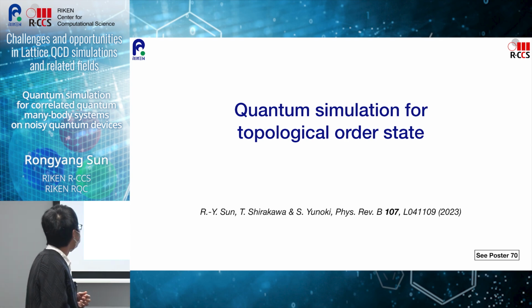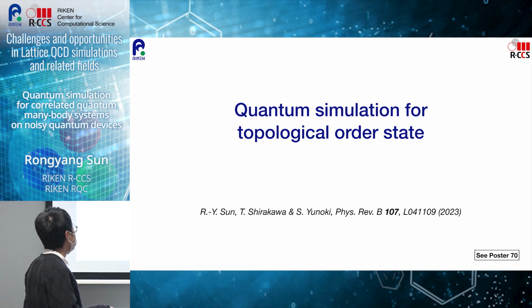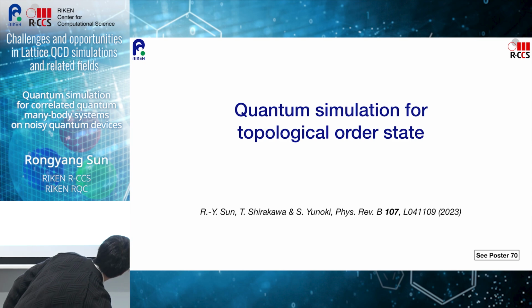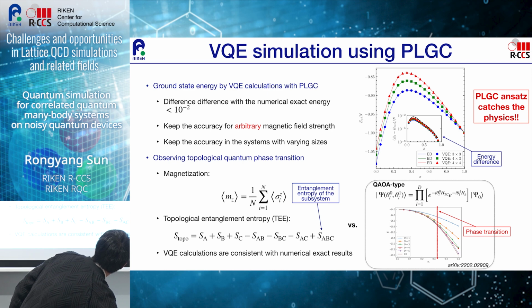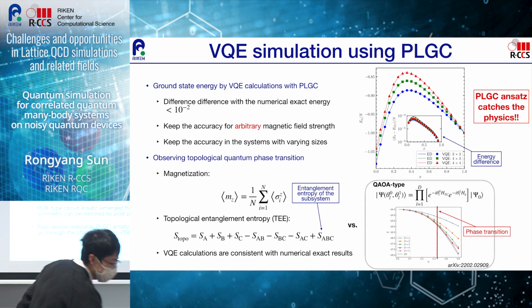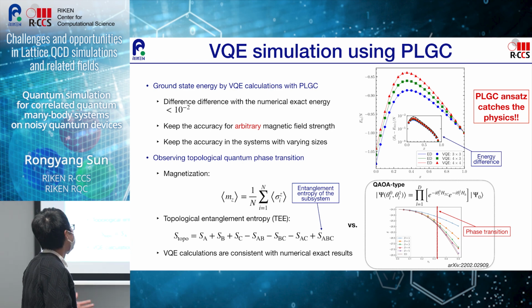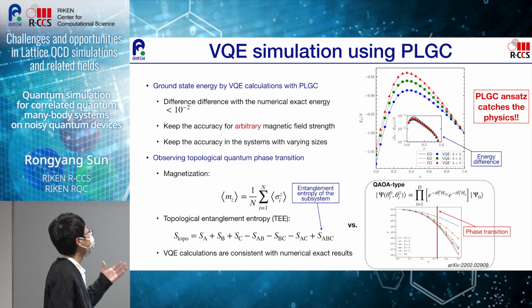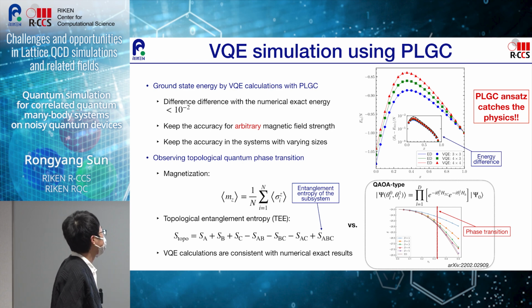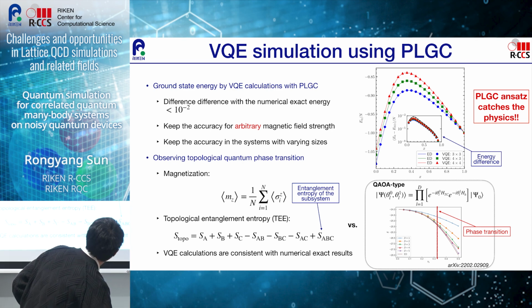The final application I already showed in my poster session, so maybe we can skip. Here we also construct a very physical circuit ansatz that can achieve the exact ground state for some non-exactly solvable correlated magnet models.